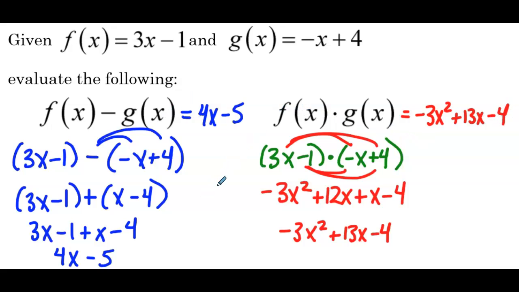So these examples are nice because they're working in some of our old ideas. Right here, we're combining two polynomials. Each of these functions is a polynomial, and we're subtracting those two. Here, we're multiplying two polynomials, and we're doing it with function notation. So we're combining a new concept with an old concept.